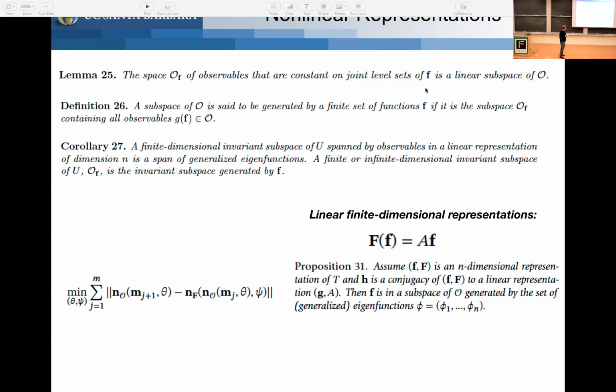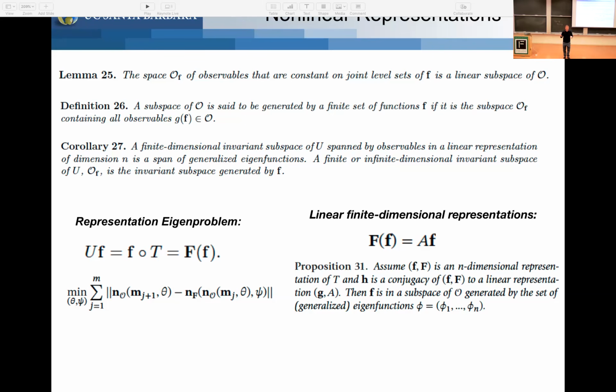Now comes a set of results. If you have a finite dimensional invariant subspace, that is equivalent to saying you have a linear representation. So you have linear finite dimensional representations that are associated with the spans of eigenfunctions and generalized eigenfunctions.